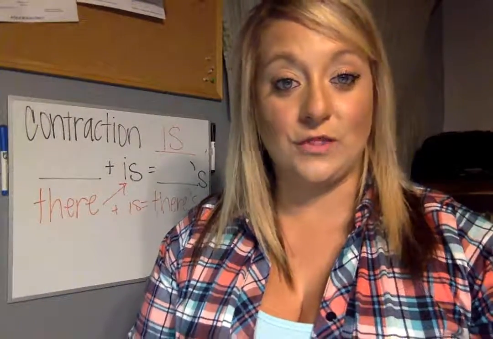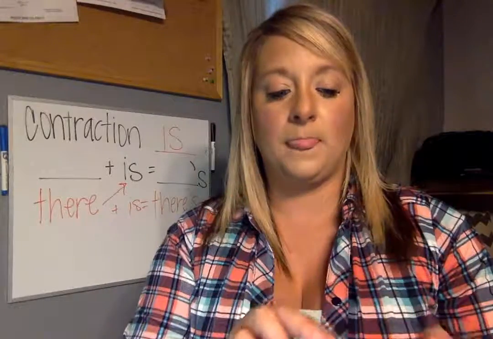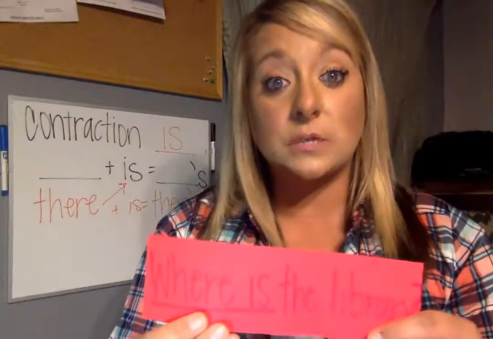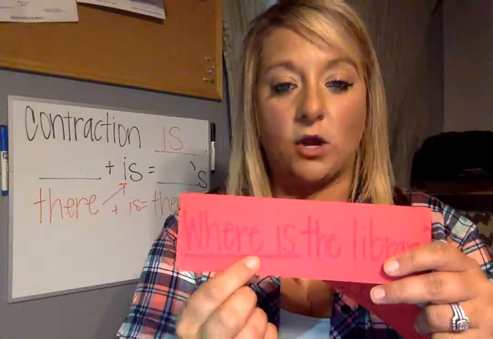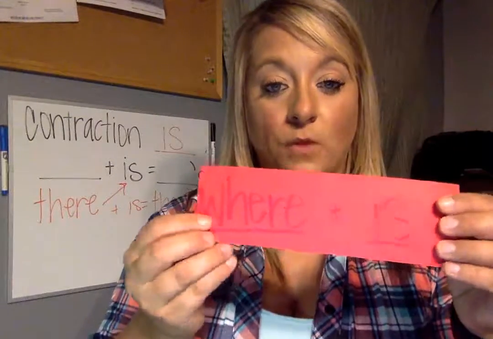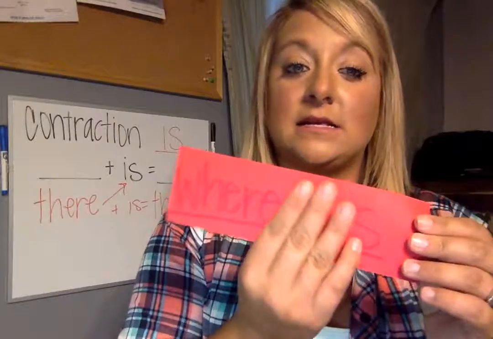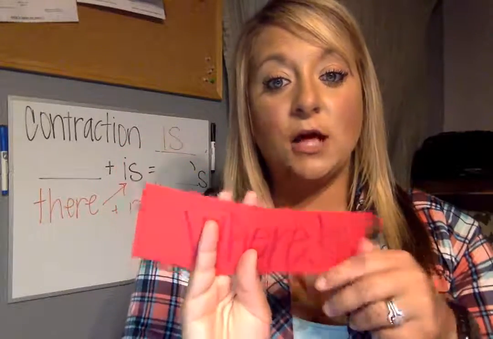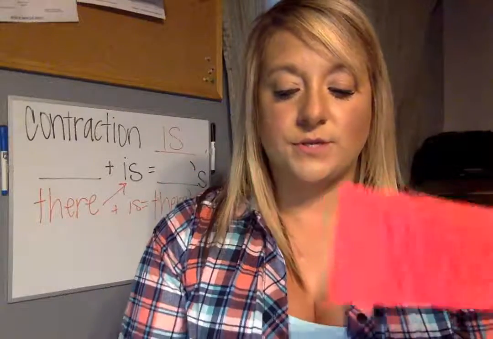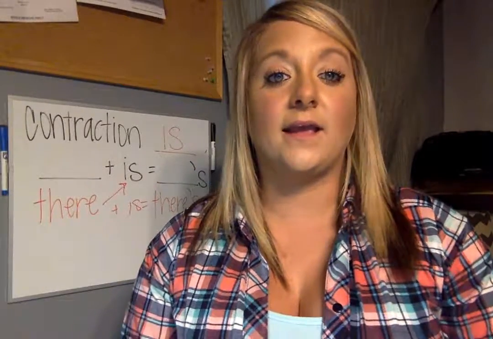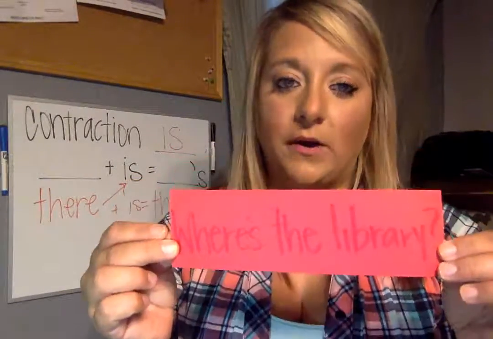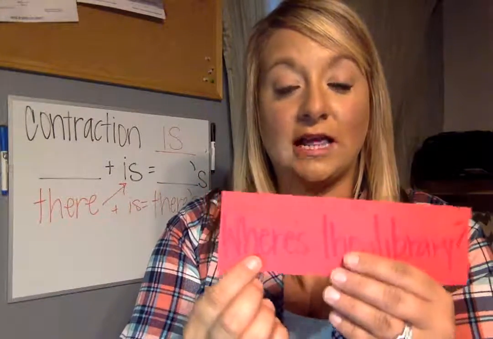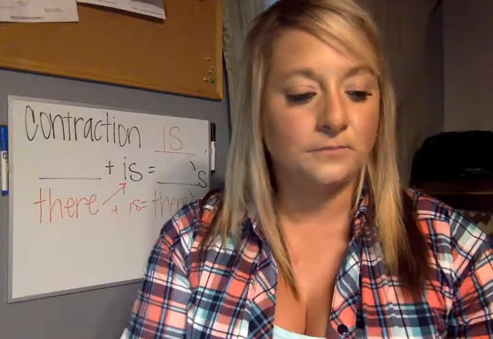Another word that's used with the same verb would be, where is the library? The two words that we're going to contract here are where and is. Where plus is, remember you're deleting the I, adding an apostrophe, where's. So that would look like, where's the library? Contracted with the word is.